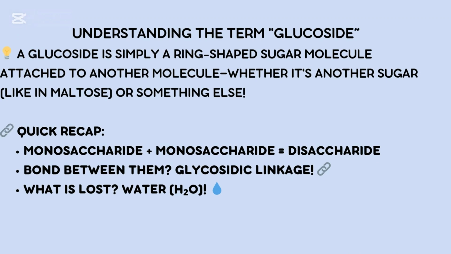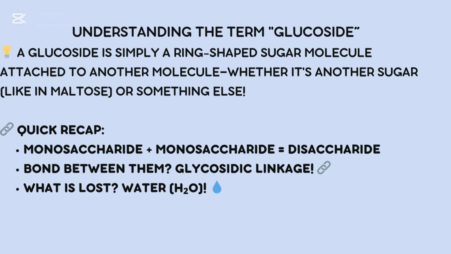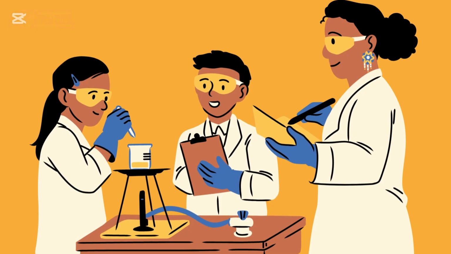Understanding the term glucoside. A glucoside is simply a ring-shaped sugar molecule attached to another molecule, whether it's another sugar, like in maltose, or something else. Quick recap: monosaccharide plus monosaccharide equals disaccharide, with a bond between them, the glycosidic linkage. What is lost? Water, H2O. And that's a wrap on carbohydrates.